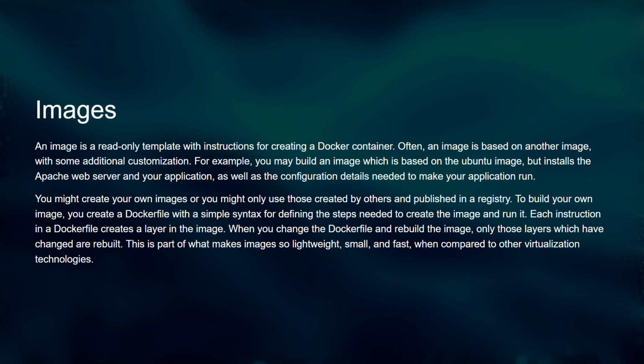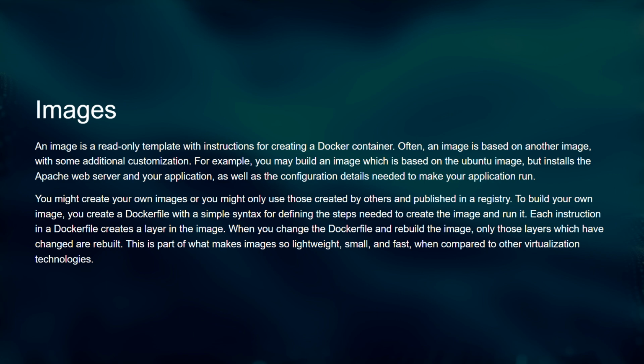For example, you may build an image which is based on the Ubuntu image but installs the Apache web server and your application, as well as the configuration details needed to make your application run. So we must have a base image. On top of that, we can install a web server and we can copy our application. Whatever is needed to run an application, we will always use a base image, then on top of that, we'll add our own steps. You might create your own images, or you might only use those created by others and published in a registry.